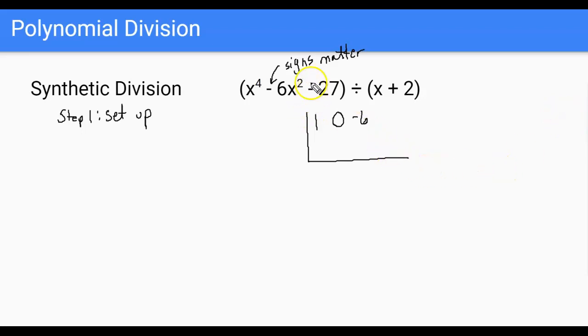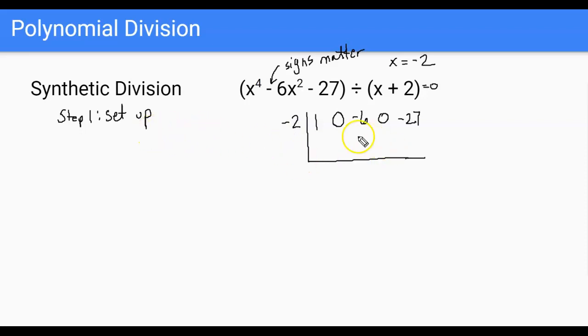All right. Now, x to the first power, there aren't any. So again, I'm going to need a placeholder. And then x to the 0, that constant, is negative 27. So I paid attention to my signs. I made sure I had my placeholders. I got that set up. Next, we want to know what our divisor is going to be out here. So we want to know where this is equal to 0. So that's going to give me x equals negative 2. So I'm going to have a negative 2 out here as my divisor.